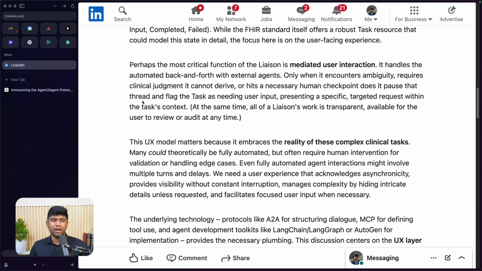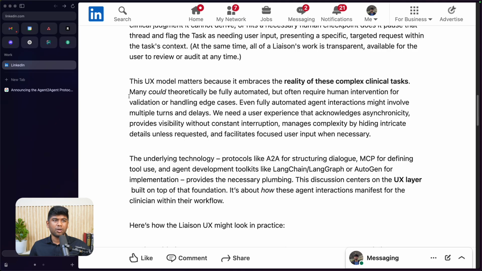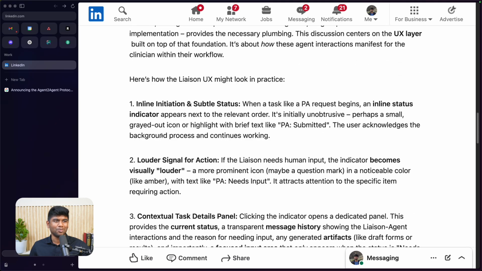It then pauses that thread and flags the task as needing user input, presenting a specific targeted request within the task's context. At the same time, all the liaison's work is transparent, available for the user to review or audit at any time. So again, let's see if there are some diagrams here. No, I think we'll have to draw some ourselves.